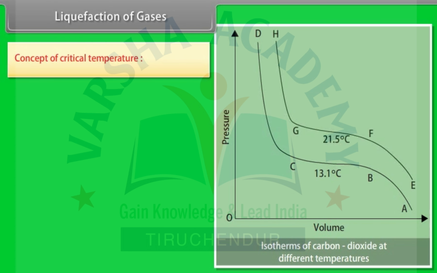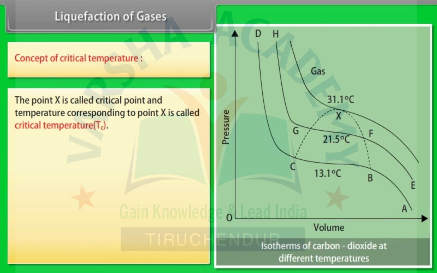The isotherm EFGH at 21.5 degrees Celsius is similar to that at 13.1 degrees Celsius, except that the horizontal portion over which liquefaction occurs is shorter. In the isotherms above 31.1 degrees Celsius, the horizontal portion completely disappears. This shows that above 31.1 degrees Celsius, the liquefaction of the gas does not take place at all, however high the pressure applied. The point X is called critical point and the temperature corresponding to point X is called critical temperature.